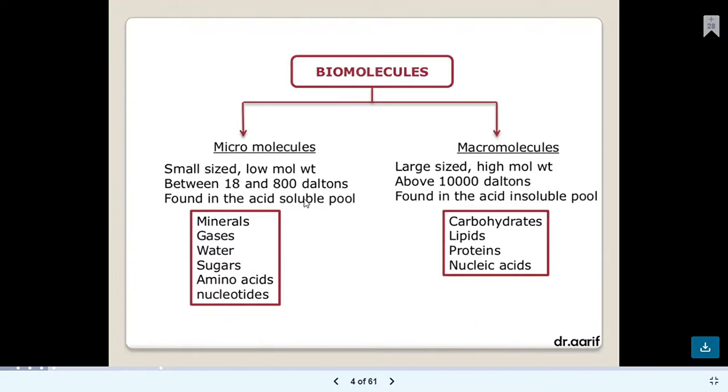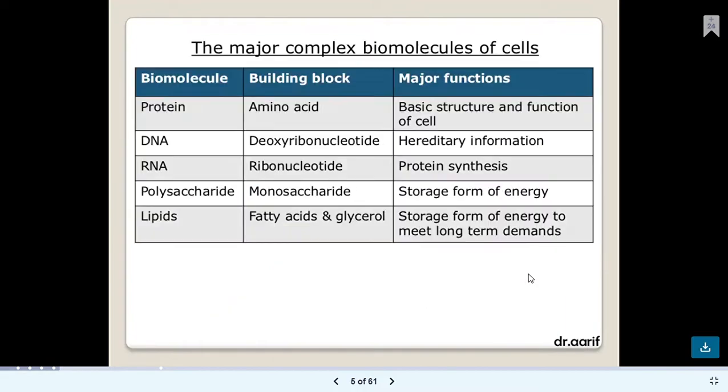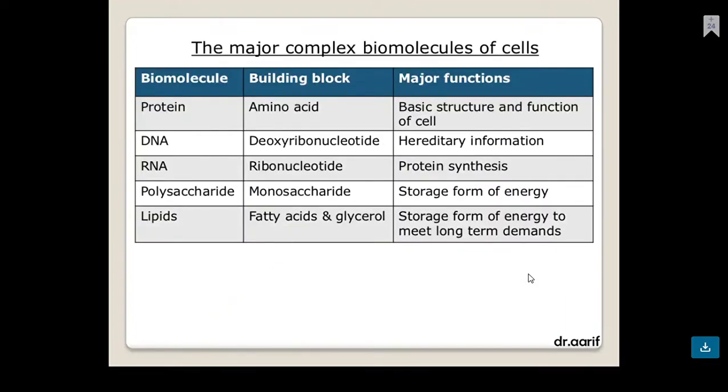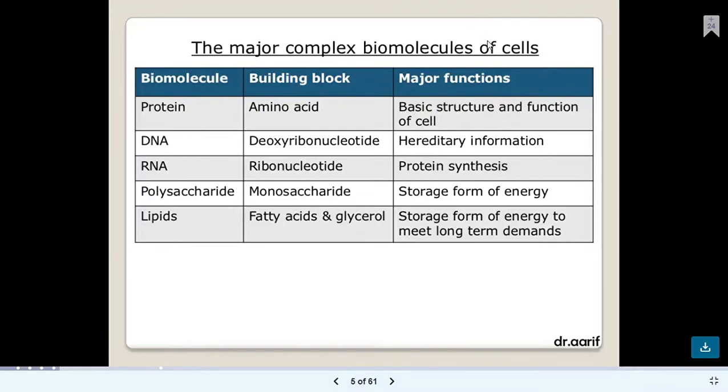So the examples of micromolecules are minerals, gases, water, sugars, amino acids, nucleotides. Whereas in macromolecules you have carbohydrates, lipids, proteins, and nucleic acids. So let us see the major complex of biomolecules of all living cells.